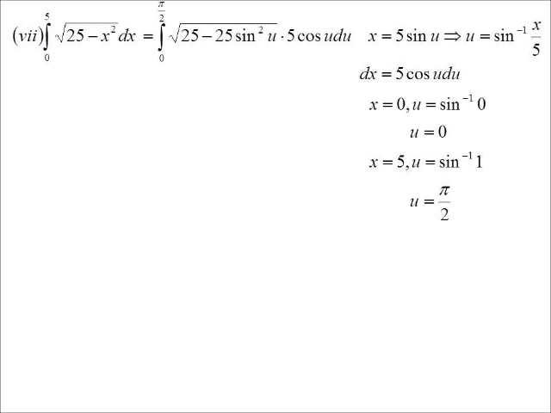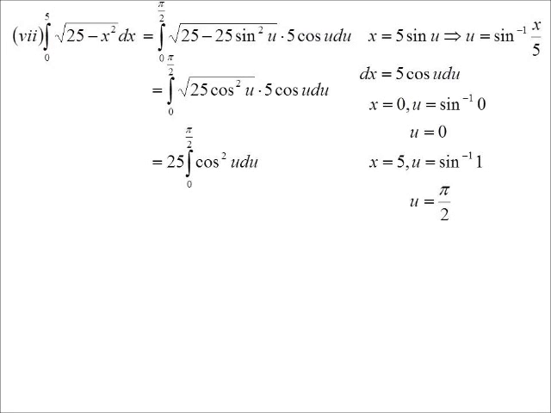So the square root of 25 minus x squared becomes 25 minus 25 sine squared. The dx becomes 5 cos u du. Now 25 minus 25 sine squared would be 25 cos squared. Square root of 25 cos squared, 5 cos. 5 cos times 5 cos, we end up with 25 cos squared.